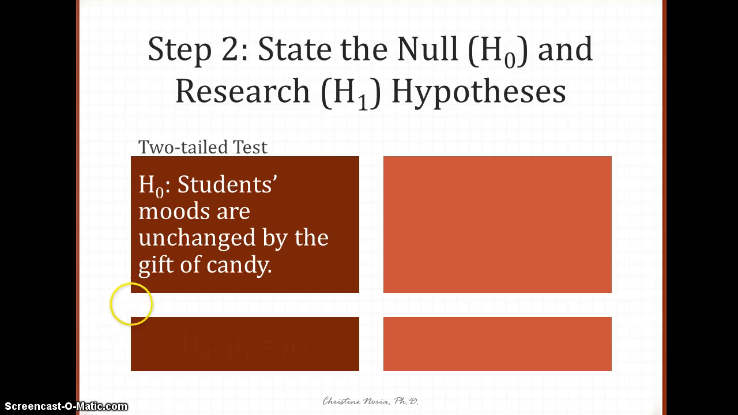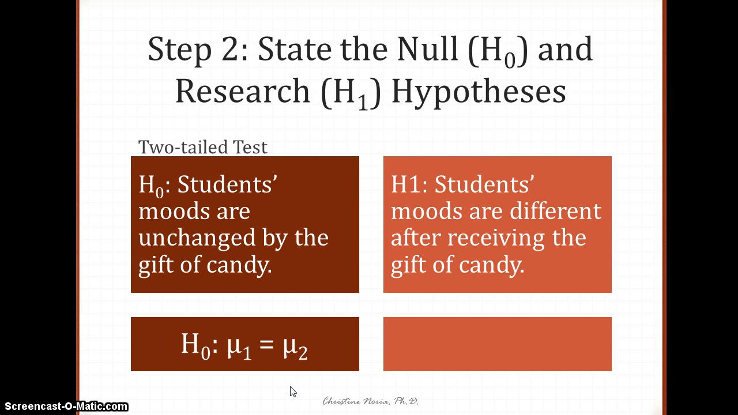So now we need to state the null and the research hypotheses. And we are working with a two-tailed test in this case. So students' moods are unchanged by the gift of candy is our null hypothesis. We could also note that symbolically by saying the mean of population 1, or the mean of before, is equivalent to the mean of after. And our research hypothesis is that students' moods are different after receiving the gift of candy. Symbolically, the mean of before is different, not the same as, not equal to, the mean of after.